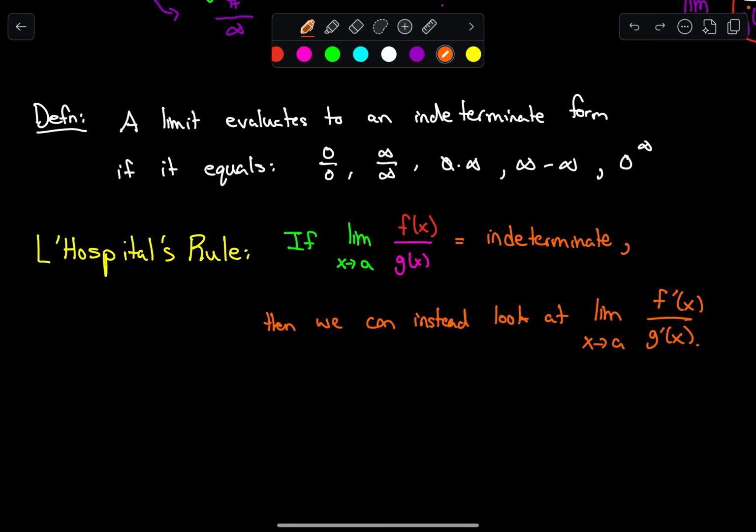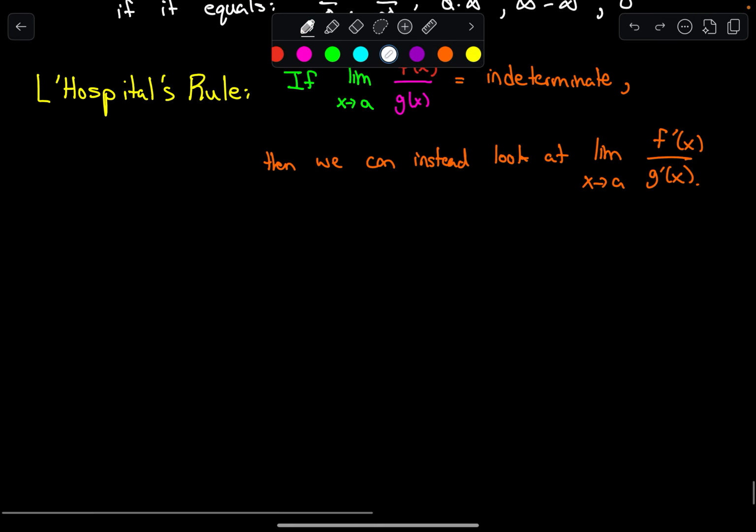And I'll show you a quick example of where you might see this. For example, you might evaluate the limit as x approaches 0 of sine of x over x. What value do we expect the ratio of these two functions, sine of x and x, to have in the long run?